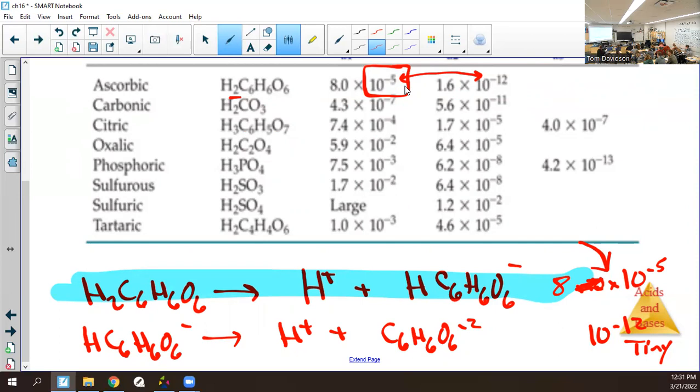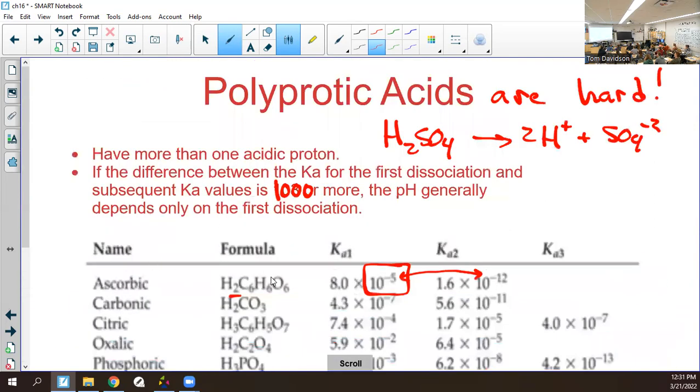How do you feel about it? Raise your hands if you understand this. Okay, all right, that's half. So you'll be given both Kas, and you just need to check, are they 3 exponents away? Yes, they are. Here, no, they're not. So citric acid will be a lot harder to figure out. We won't do it on the test, I promise.